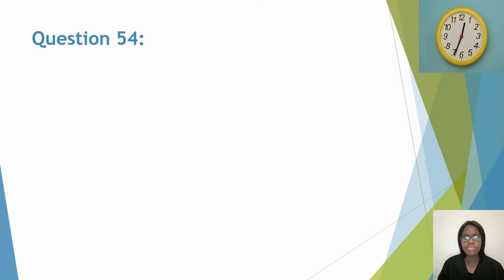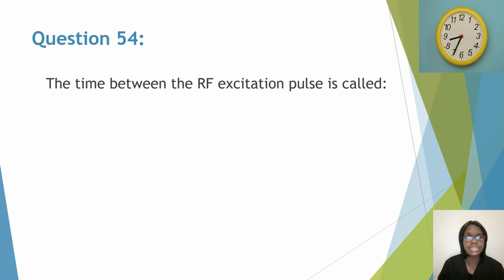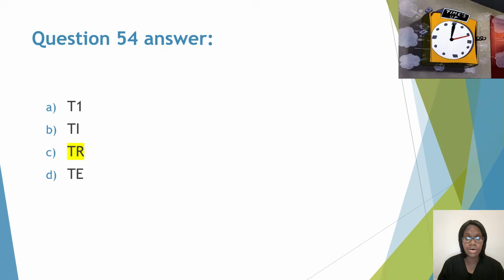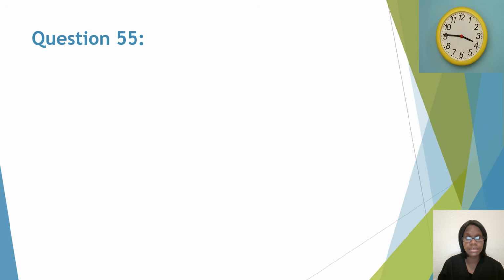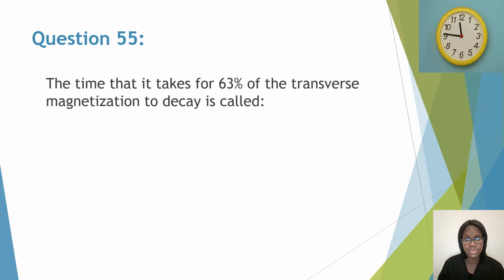Question 54. The time between the RF excitation pulse is called A. T1, B. TI, C. TR, D. TE. All right, the correct answer is C, TR. Question 55. The time that it takes for 63% of the transverse magnetization to decay is called A.